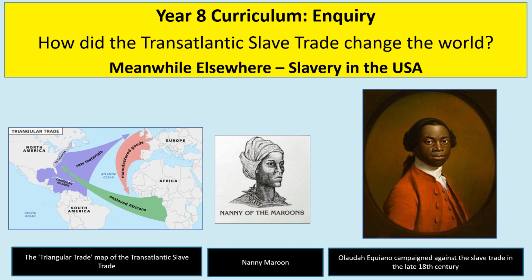Hello and welcome to this Meanwhile Elsewhere on slavery in the USA, which is going to give you a little bit more information when thinking about the inquiry question, how did the transatlantic slave trade change the world?